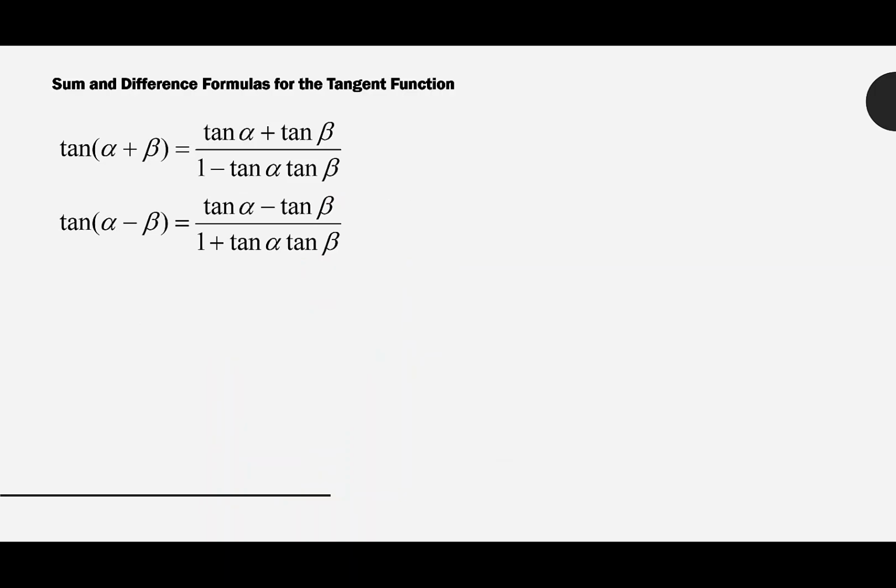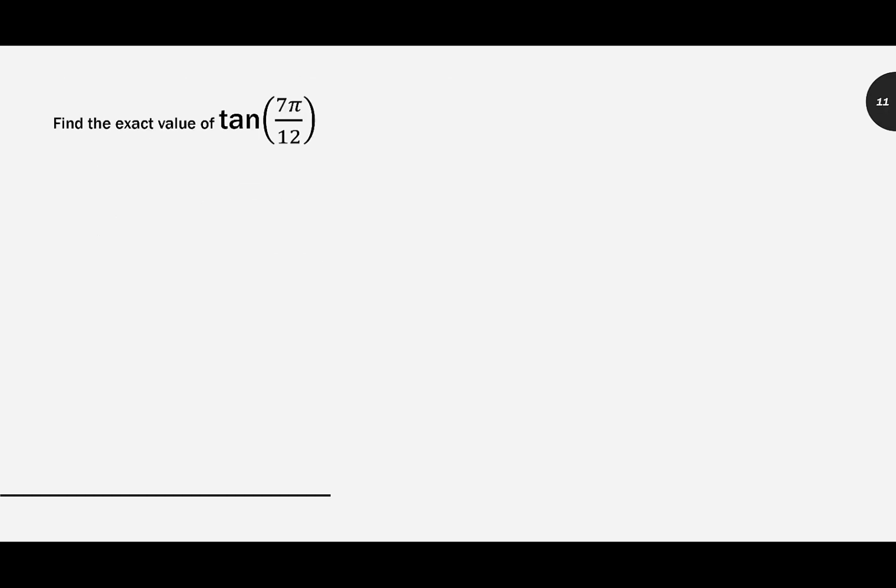We could also develop the difference formula for the tangent function, but instead I'm just giving it to you on this page. The tangent of alpha minus beta would be the tangent of alpha minus the tangent of beta over 1 plus tan alpha times tan beta. Let's use that formula to find the exact value of tangent of 7 pi over 12.